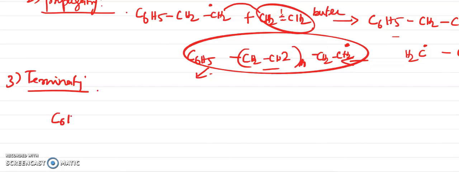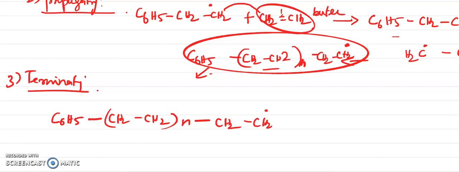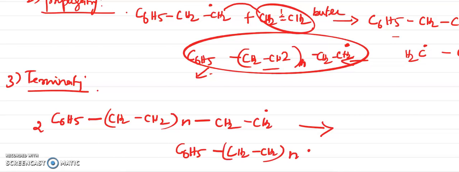So what we can write: C6H5 CH2, n number you can add. And the remaining is CH2 bond CH2 free radical. So you just take 2 molecules of this one, n number of long chain. What will you get? You will get a final product of C6H5. You know that CH2 is an n number, you will add it because of the long chain.